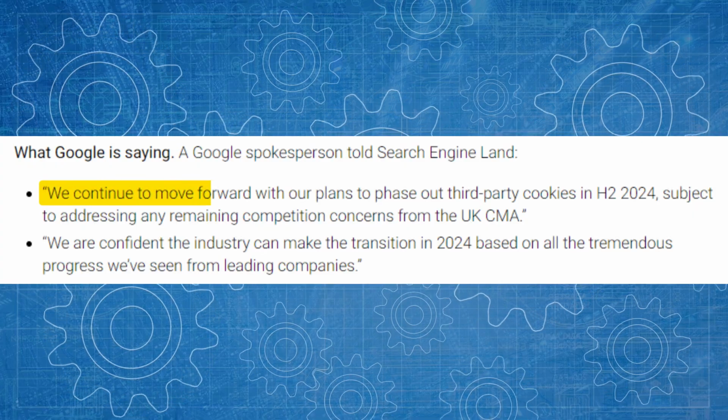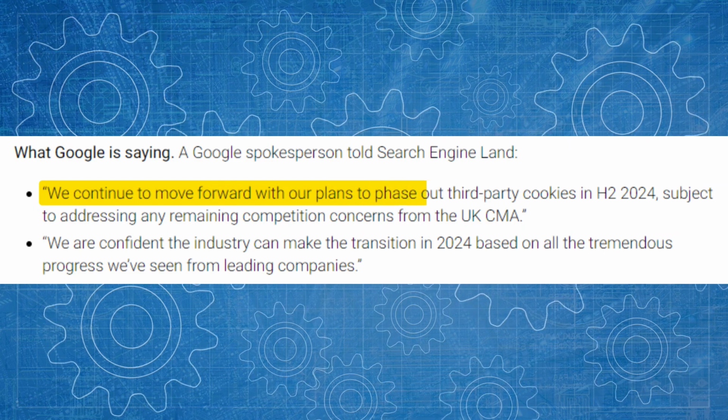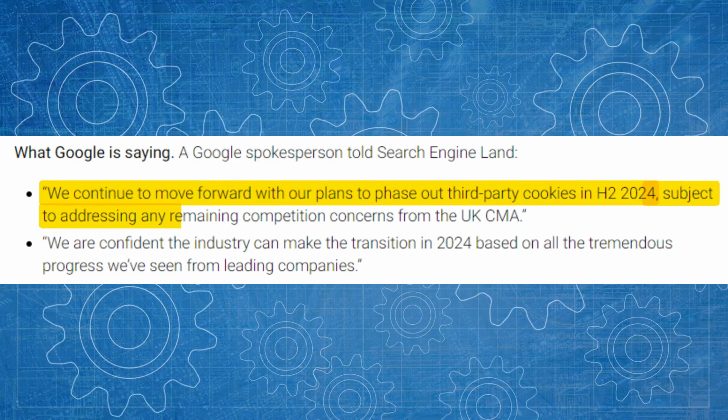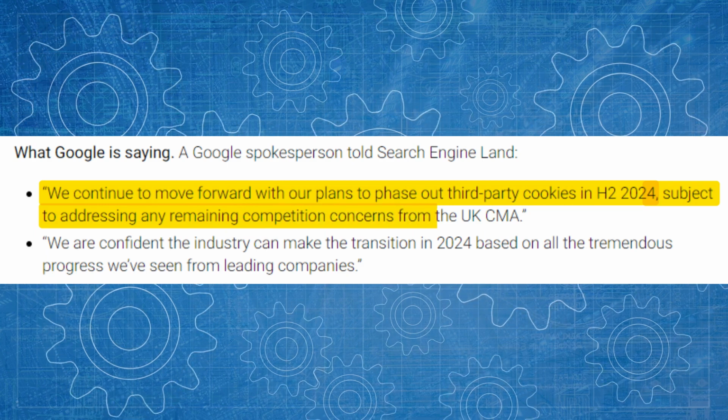In fact, a Google spokesman said to Search Engine Land, "We will continue to move forward with our plans to phase out third-party cookies in H2 2024, subject to addressing any remaining competition concerns from the UK CMA." So there you have it. They are the updates from Google that I wanted to share with you today.